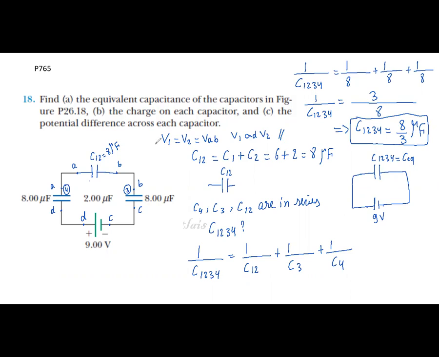Okay, this is part 1. In part 2, I have to find the charge on each capacitor. We have to find part B. I will write here C12 equals 8 microfarad, and C equivalent total equals 8 over 3 microfarad.